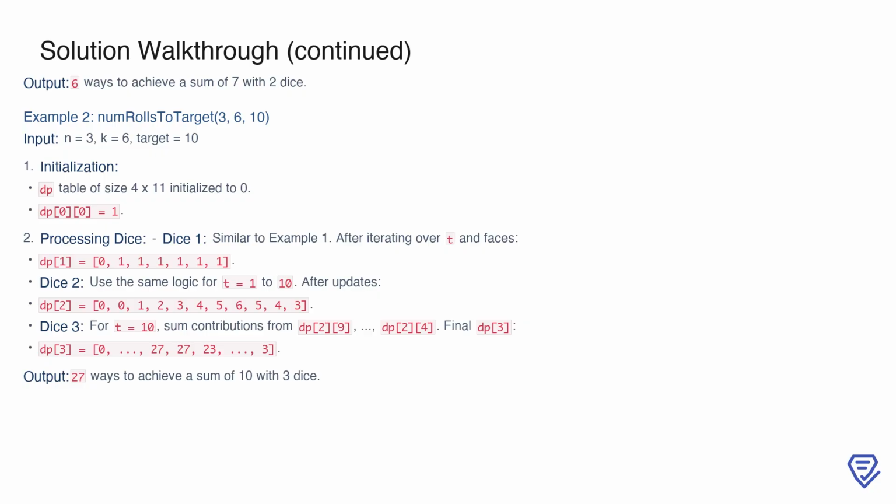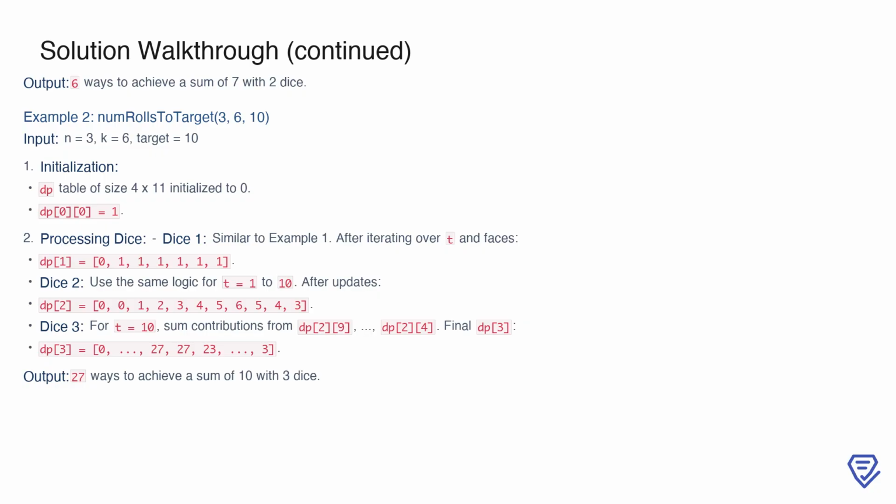Next, we process the second die, considering sums up to 10. Using the same logic as before, we update dp[2] by summing contributions from previous results. For example, achieving a sum of 10 involves summing contributions from dp[1][9], dp[1][8], and so on. This gives us dp[2] equals 0, 0, 1, 2, 3, 4, 5, 6, 5, 4, 3.